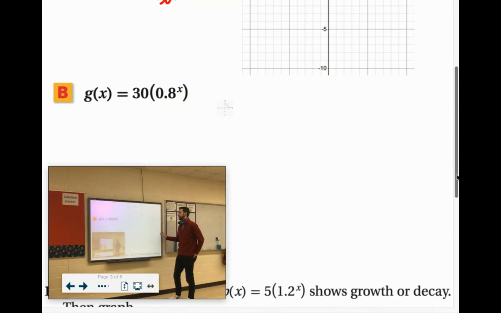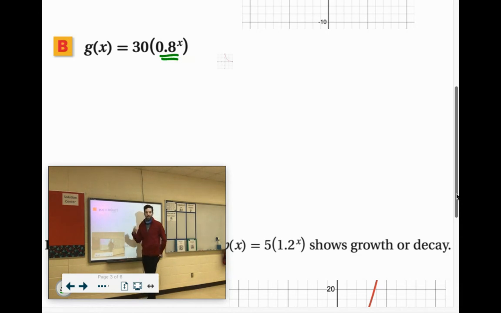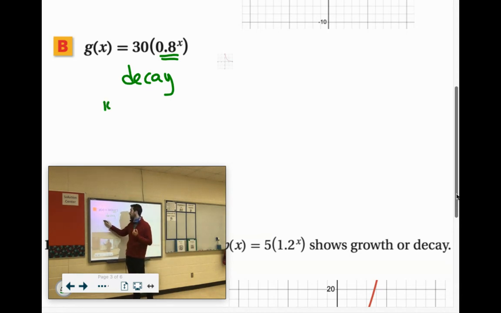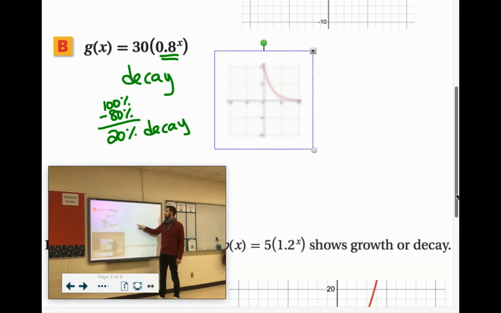So let's check out the second one. G of x equals 30 times 0.8 to the x. Now again, we are looking at the thing with the exponent, that base. 0.8 is like 80%. That's smaller than 100%. So that would show a decay. Now, if I said, what's the decay factor? If you did 100% minus the 80%, that would be a 20% decay factor. Pretty sweet, right? So always start thinking of it as 100%.